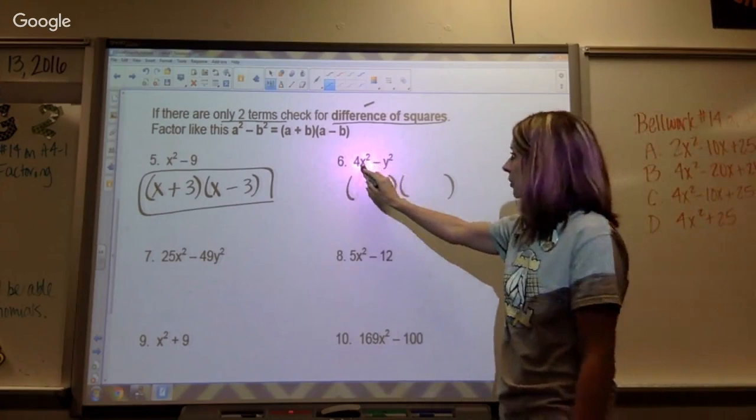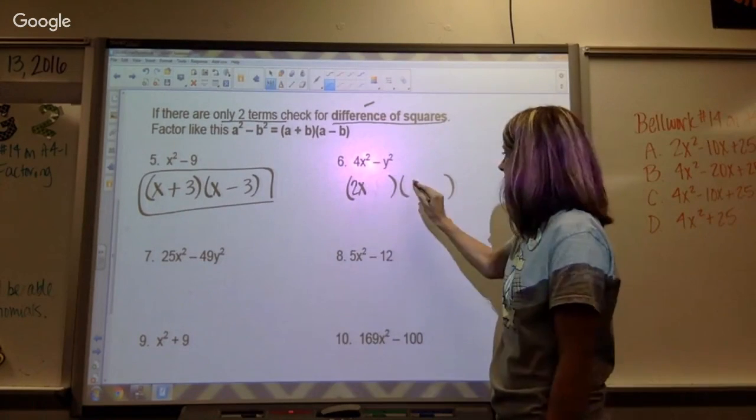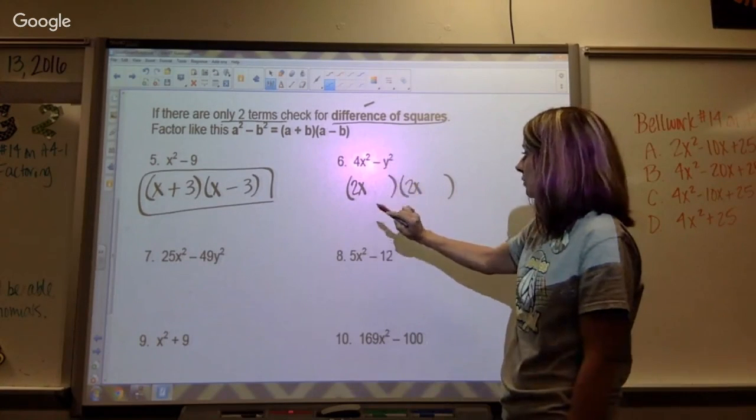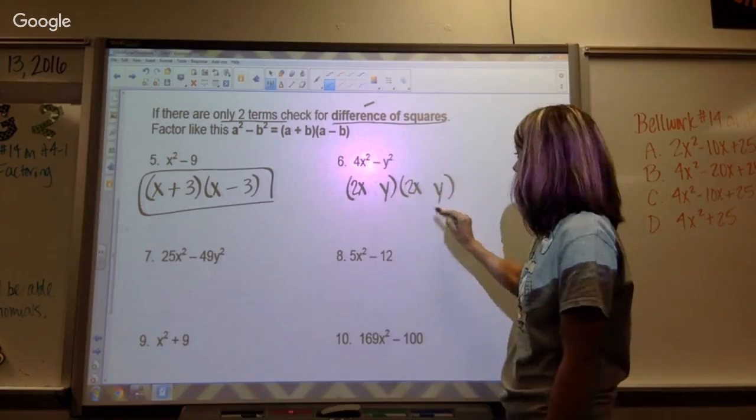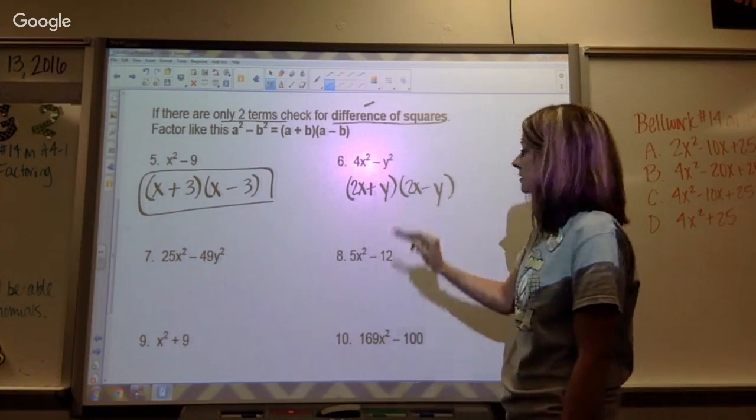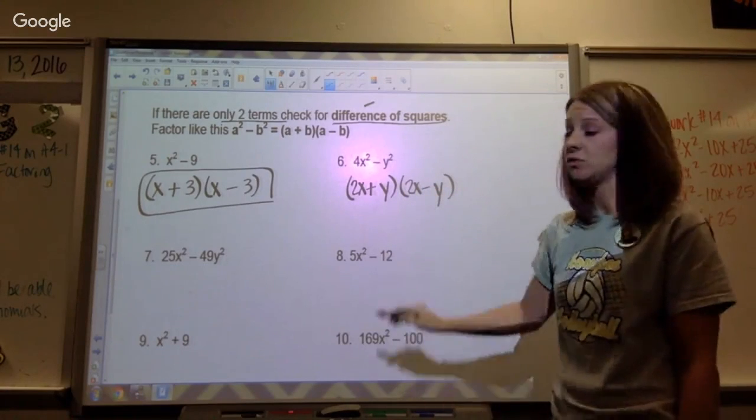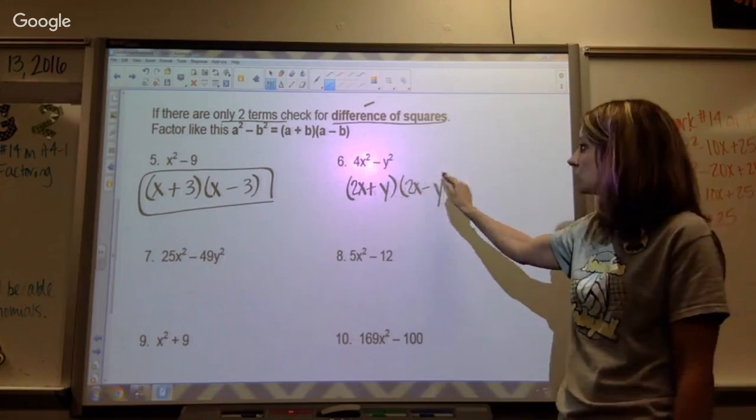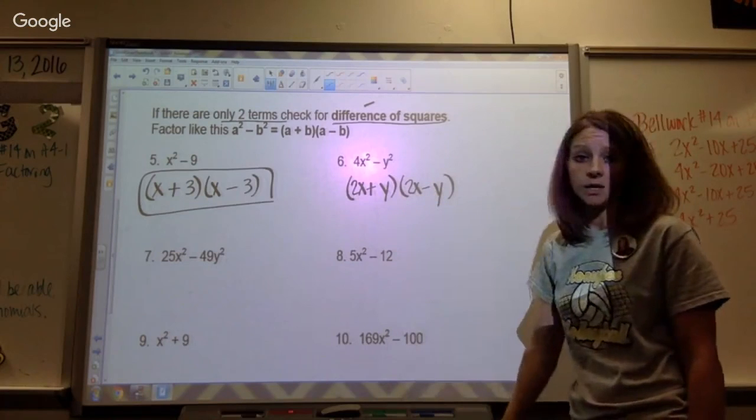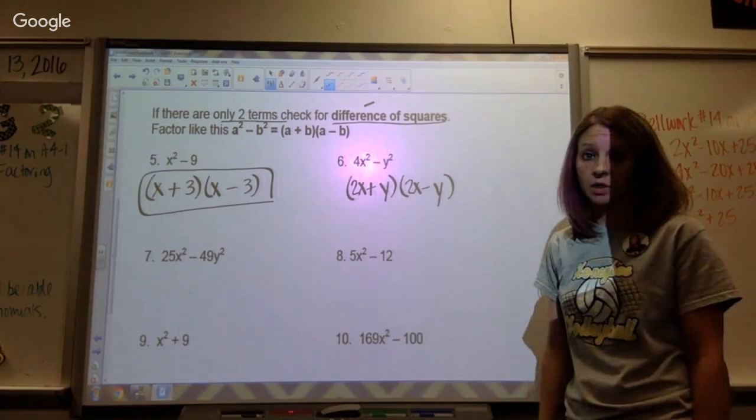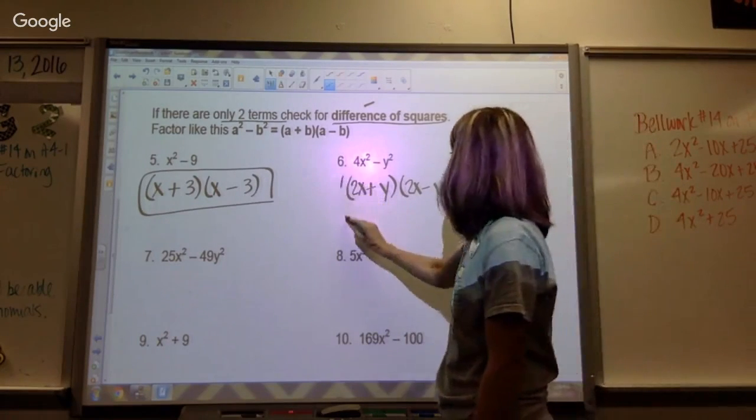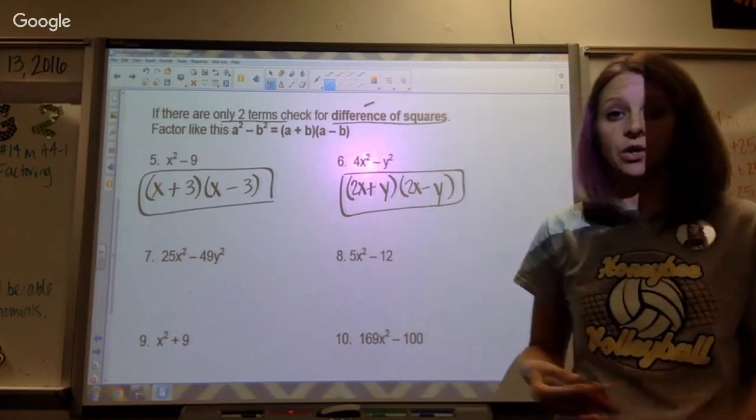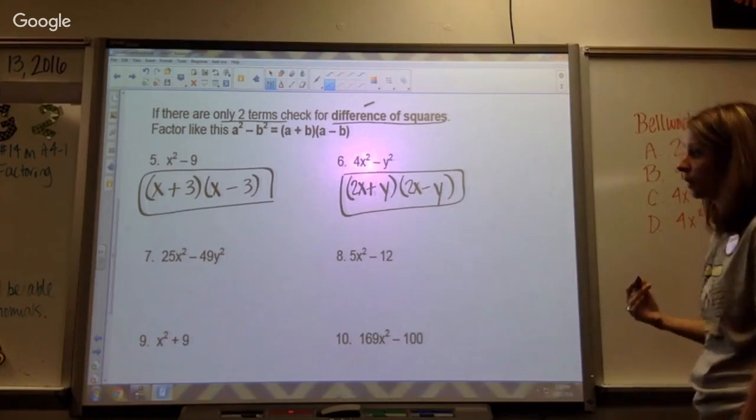Take the square root of 4x squared, which is 2x. And then the square root of y squared is y. You should have one as a plus and one as a minus. When you use FOIL here, like we were talking about yesterday, you should end up getting 4x squared minus y squared once you combine like terms. Okay? So you can always check once you've factored, multiply them back together. It should give you the original that you started with.